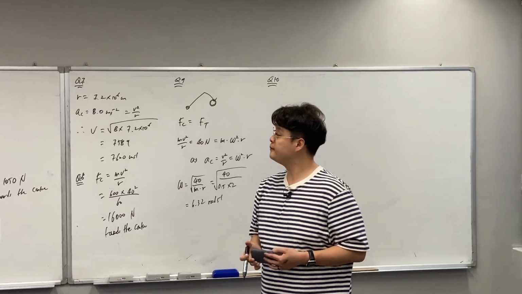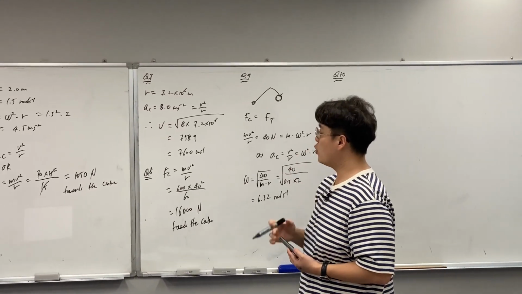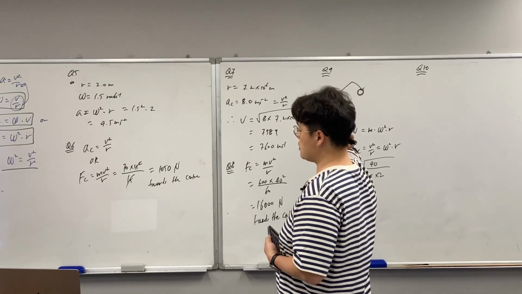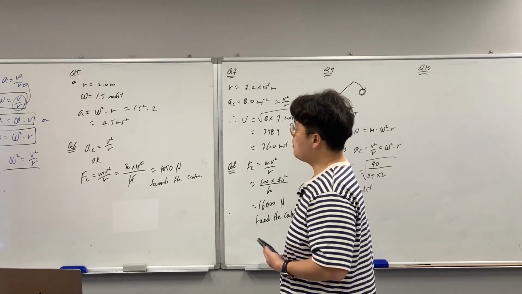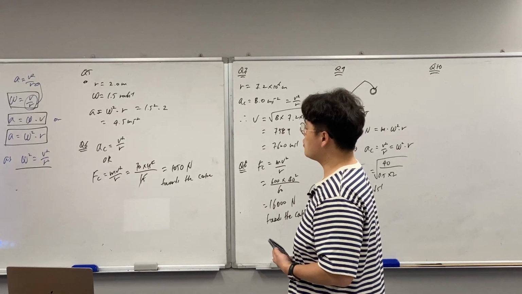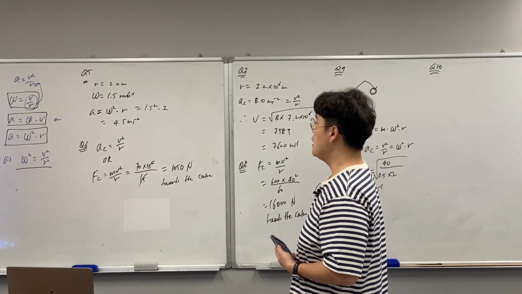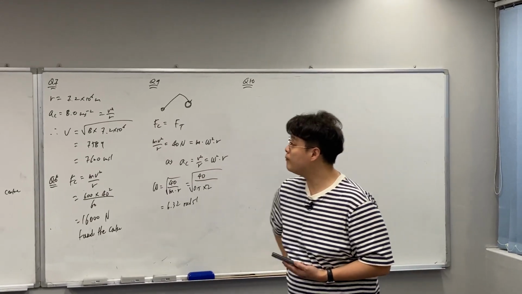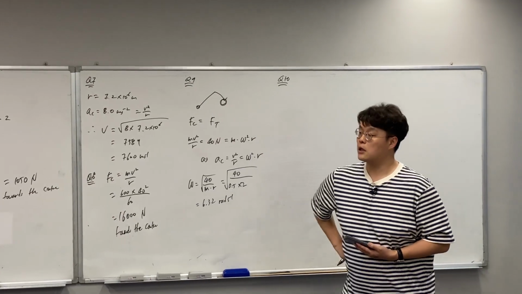Question 10. An electron orbits the nucleus of an atom with a radius of 2 times 10 to the power minus 10 meter. If the mass of the electron is 9.1 times 10 to the minus 31 kg, and the force of attraction between the nucleus and the electron is 7.28 times 10 to the power minus 5, calculate the tangential speed.